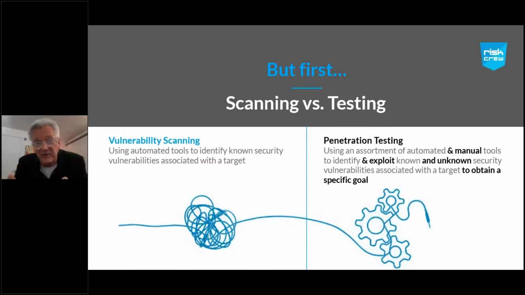Now look at the difference between the two. In pen testing, you're using both automated and manual tools. You're exploiting, you're looking for known and unknown security vulnerabilities, and that's a big deal. And you're out to obtain a specific goal in testing. Get access to a certain file folder, get access to card data, get access to a target. With testing, you have a target that you're trying to achieve, and you're looking to identify and exploit known and unknown vulnerabilities to get access to that target. Completely different from vulnerability scanning.